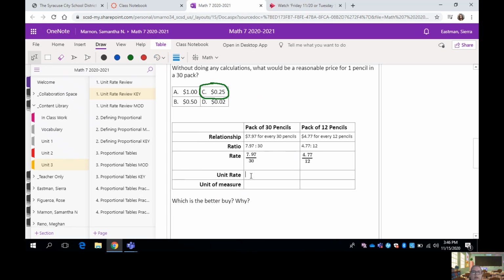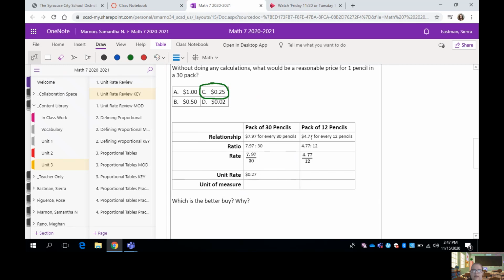So I'm going to go ahead and divide this. If I have my rate here, 797 over 30, it looks kind of like a fraction, which is the same thing as division, right? So if I divided those in a calculator, it would give me my unit rate, and that is going to be the cost of 27 cents. Okay, so our guess was super close here. It's a cost of 27 cents.